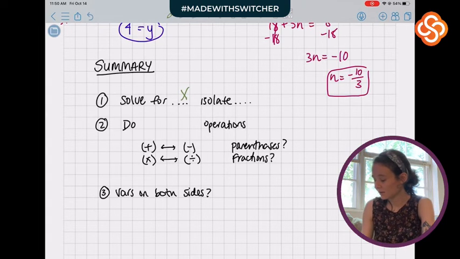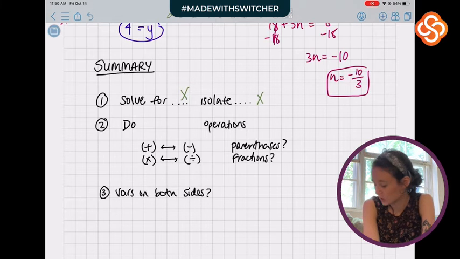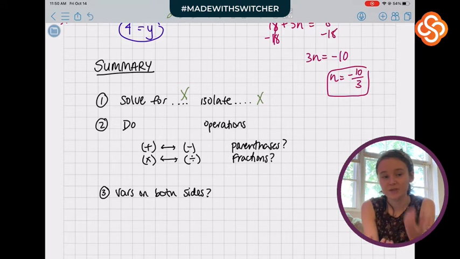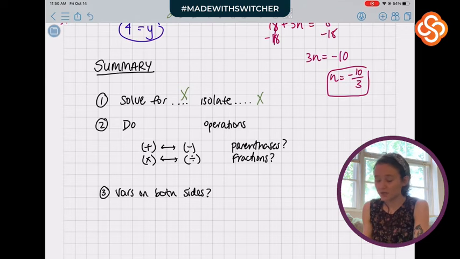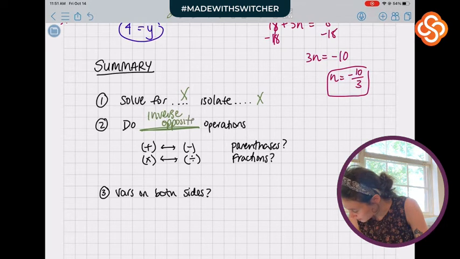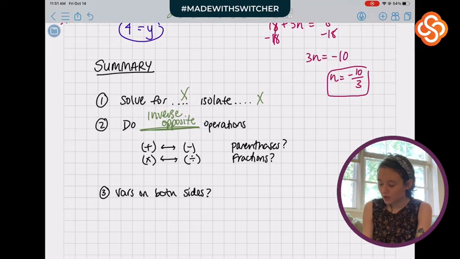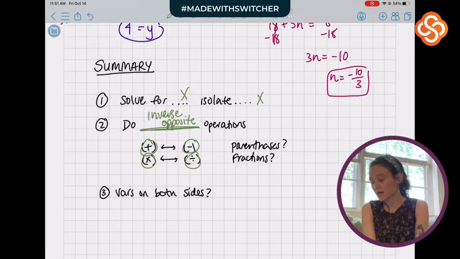You're isolating the variable. You're getting it by itself, which means that you're going to delete everything around it. How do you delete them? What kind of operations do you do? There are 2 correct answers right here. Inverse or opposite operations. So obviously addition is the opposite of subtraction and vice versa, and multiplication is the opposite of division and vice versa.